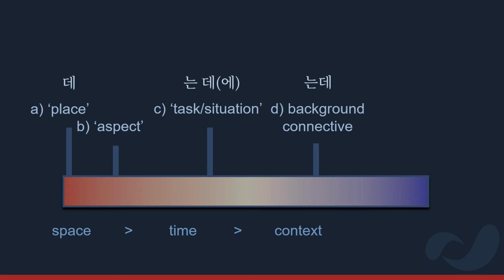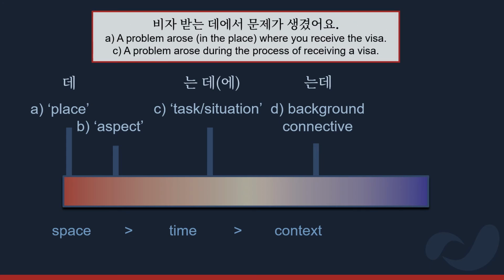Language change does not occur at discrete stages, and for that reason there's a fuzzy boundary between these grammatical forms. This is why native speakers will sometimes mistakenly add or omit spacing between nun and der. There's even ambiguity between der meaning place and der meaning task.